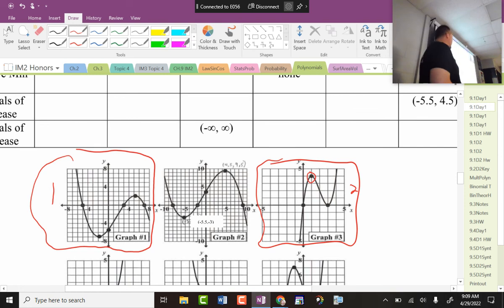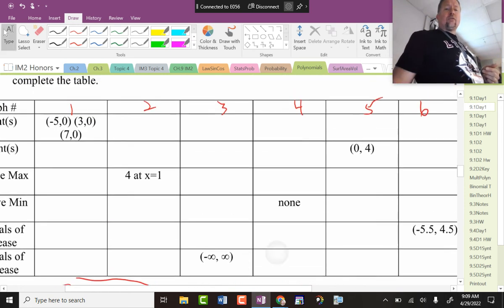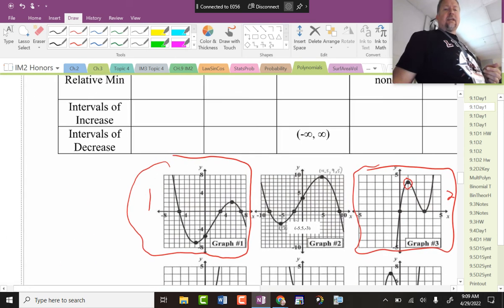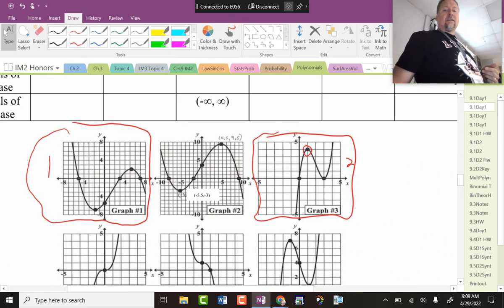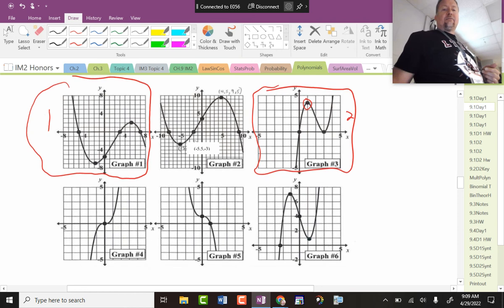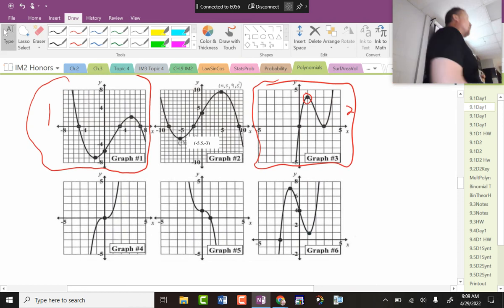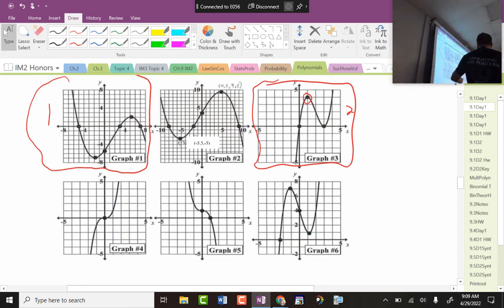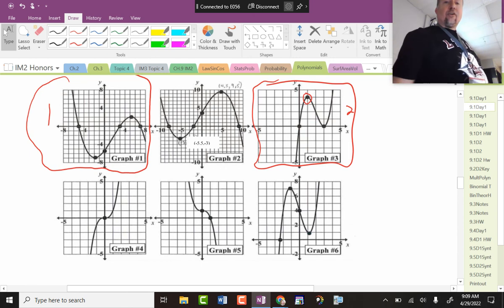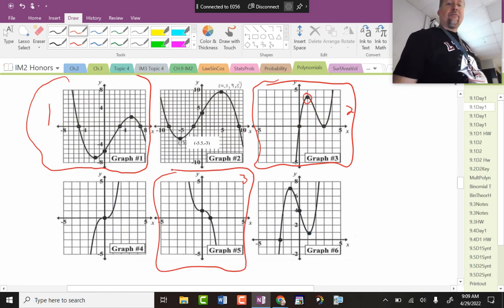You do a process of elimination here. Good thing this is in order, because number 3 says intervals of decrease, negative infinity to infinity. That means there's no change in direction. So it's either got to be graph 4 or graph 5. And I guess I should have put the numbers up there. But this is the third equation up there, matches with the 5th graph. Because that sucker is decreasing forever.